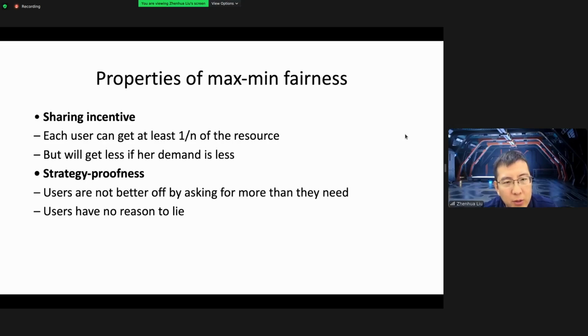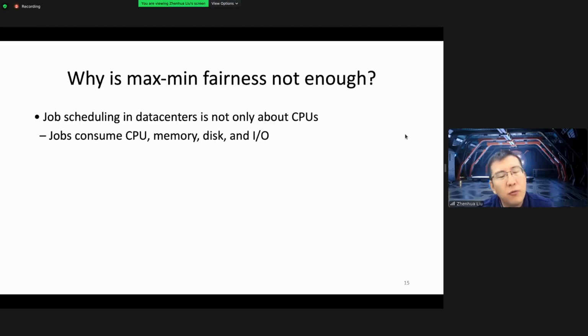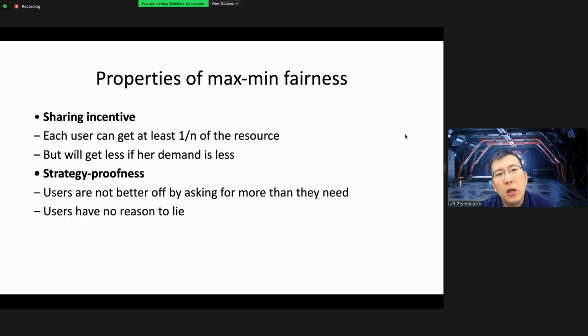Second one is strategy proofness, which means that users don't have incentive to tell a lie, for example, to ask for more resources than they actually need. So those are the two properties, very important. Of course, there are many other properties, but those are two very important ones. Why? Because if they don't have sharing incentive, they won't share. If they have some incentive to lie, you actually don't know what the system will look like.